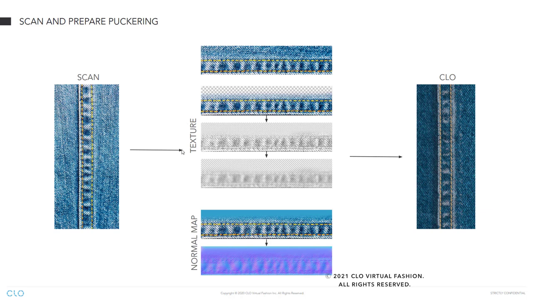After that, you would need to extract shadows and highlights to create a black and white image. And then it makes sense to blur it a bit. When creating a normal map, make sure to get rid of the denim fabric structure where it's not needed. On the right, you can see how this puckering would be translated to Clo.